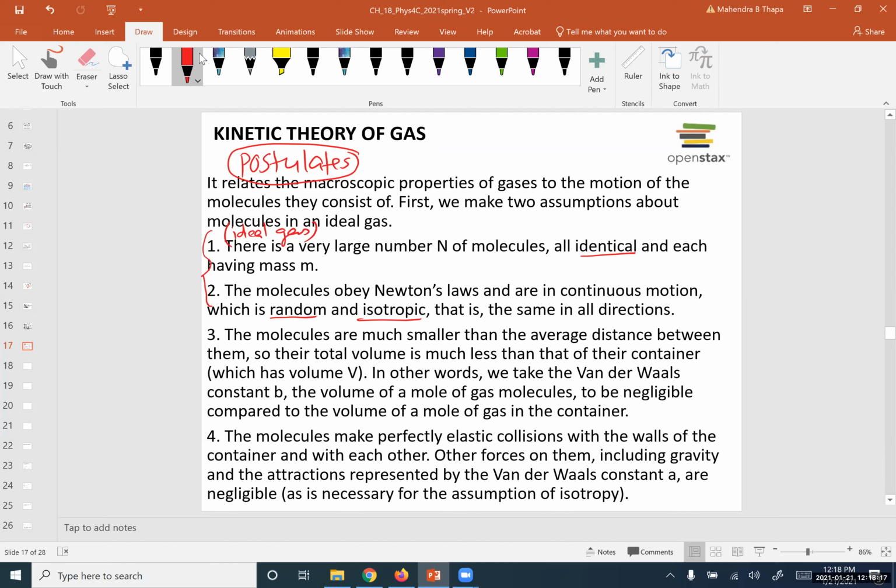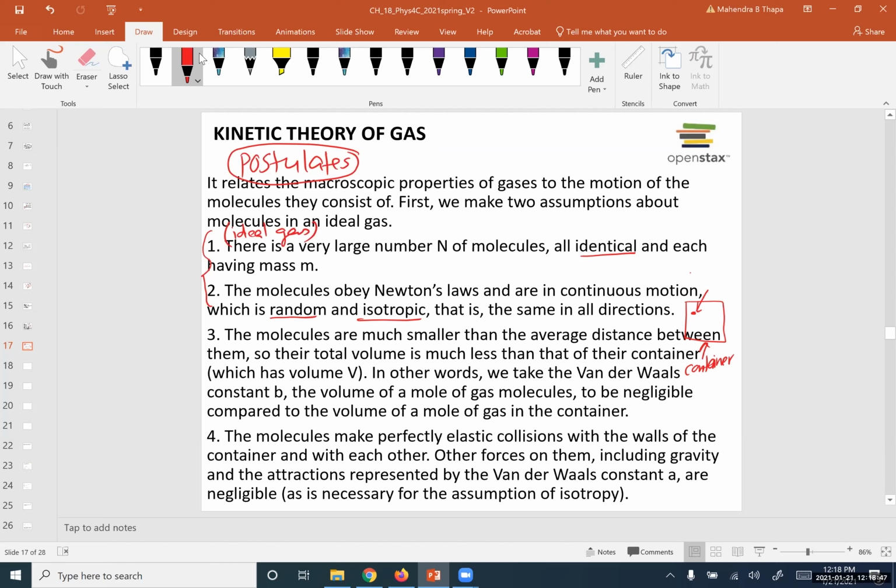And the other postulate, we would say that the molecules are much smaller than the average distance between them, so that the total volume is much less than that of the container. So in this postulate, we assume that the container volume is much bigger than the volume of the gas, one molecule.